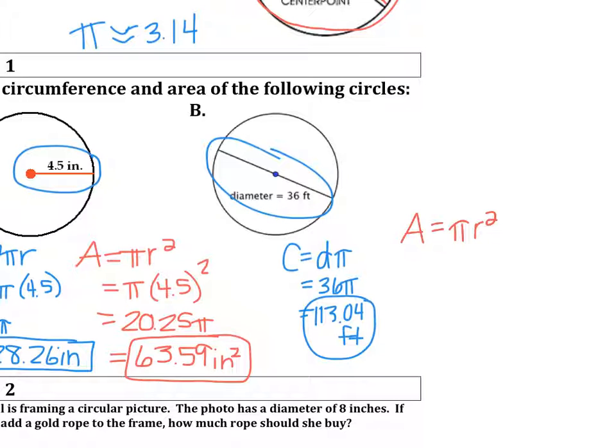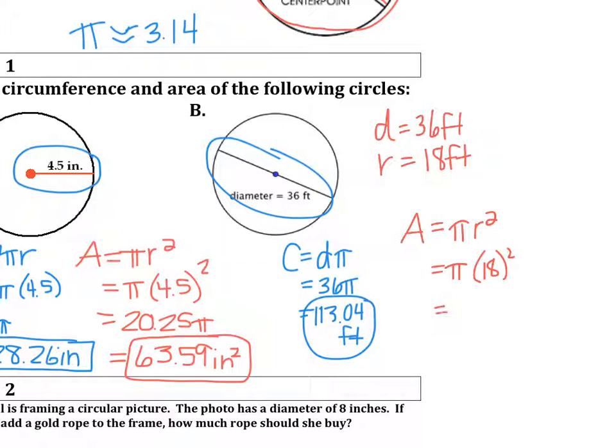Now your diameter and radius have an interesting relationship. If your diameter is 36 feet, radius is always half of that. So if you're given diameter, you just cut it in half, and you have radius. Or if you're given radius, you double it and have diameter. So our radius is going to be 18, and I determined that from cutting diameter in half.